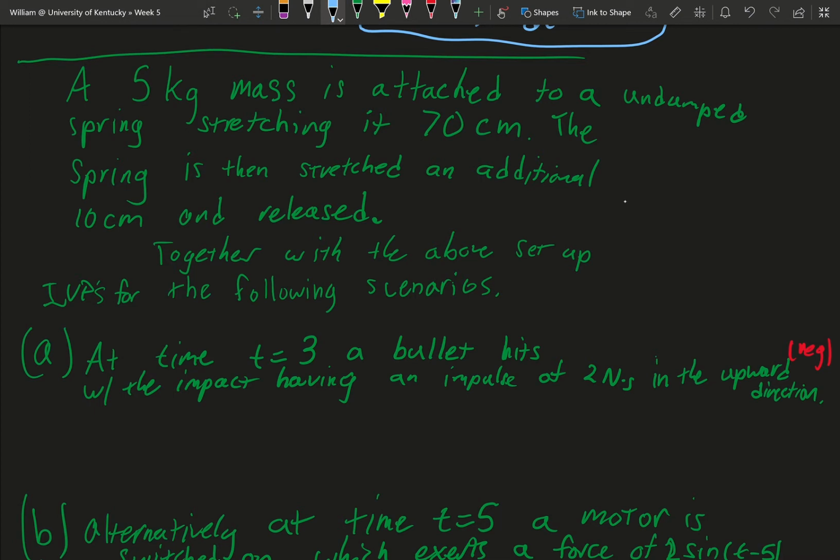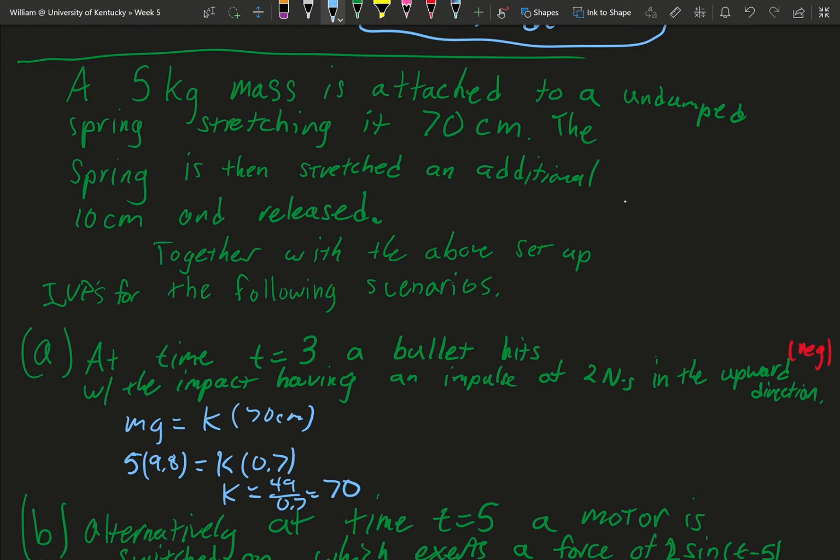So we have mass times g equals k times displacement, 70 centimeters. Plugging in a mass of 5, a gravitational constant of 9.8, and k, and we'll convert this to meters, 0.7. We can see that k is equal to 5 times 9.8, which is 49, divided by 0.7, giving us a k value of 70.